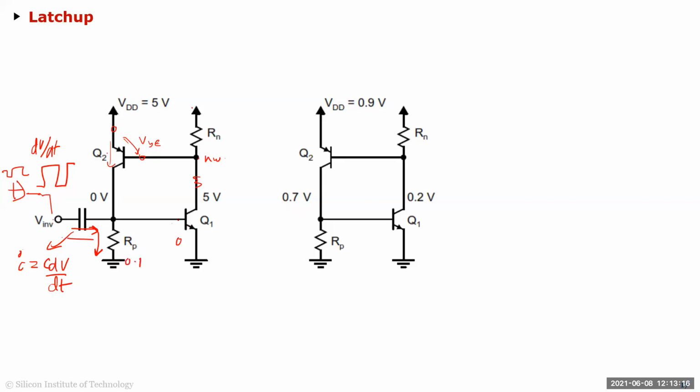With that 0.1 volt, this BJT is going to start conducting now. It's not 0 now, so it's going to start conducting. So there is going to be a current flowing through this. So this is going to drop a voltage.